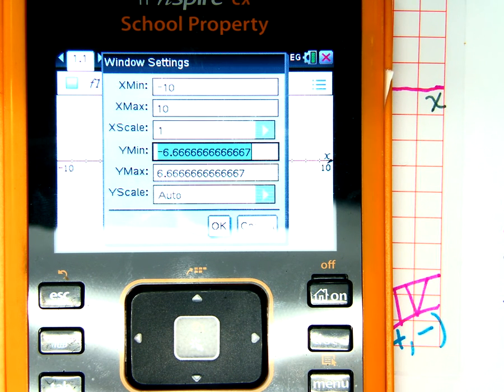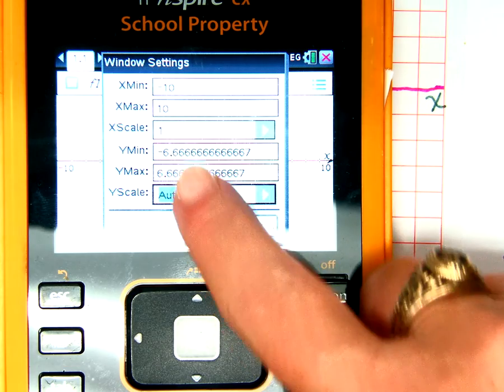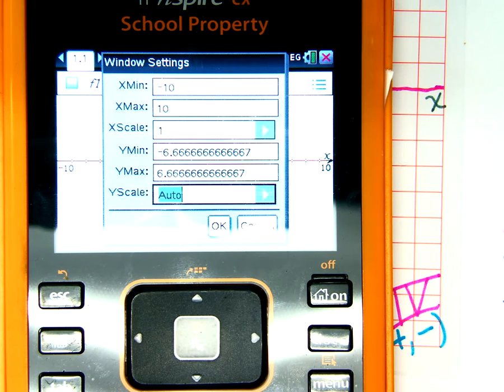Y-min, lowest on the y-axis. Y-max, the highest on the y-axis. And y-scale. You got that one? How is it counting along the y-axis? Can we make these 2 different numbers? The x-scale and the y-scale? Yeah, for sure. Okay. So here's what I need you to understand.